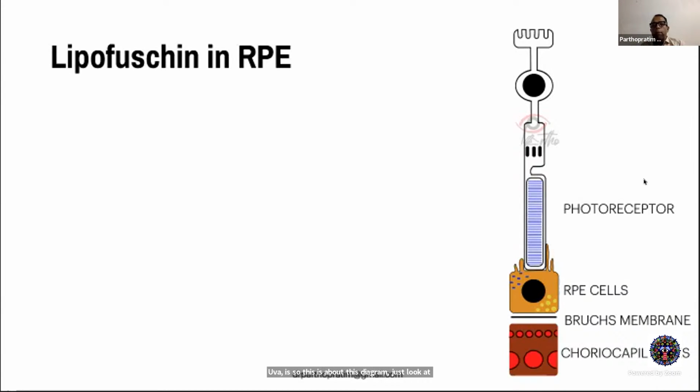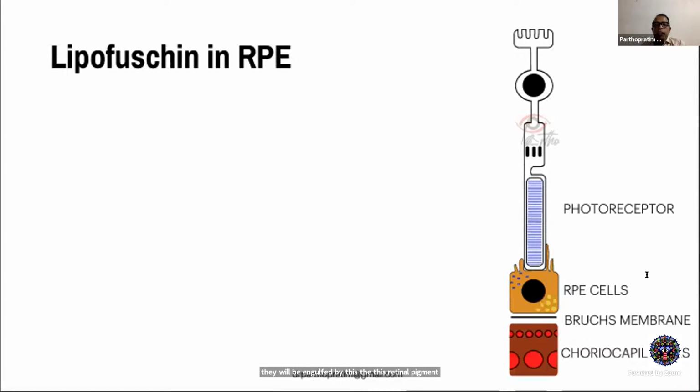This is all about the lipofuscin in the retinal pigment epithelial cell. You have to see that the retinal pigment epithelial cells phagocytose the tips of the overlying rods and cones. So what will happen? One after one, the discs will be engulfed by these retinal pigment epithelial cells, and these will be known as phagosomes.